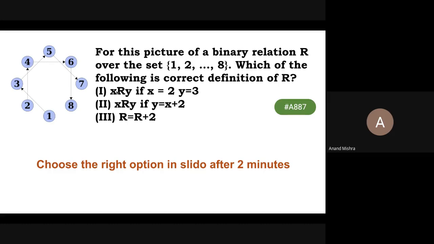Very simple question. X R Y if X is 2 and Y is 3; X R Y if Y is X plus 2; R equal to R plus 2. Which one of these is true? So you just think about the solution quickly, and then we will move to the next slide, and then we will be able to answer it. Right? So what is the answer? I'll give you half a minute.